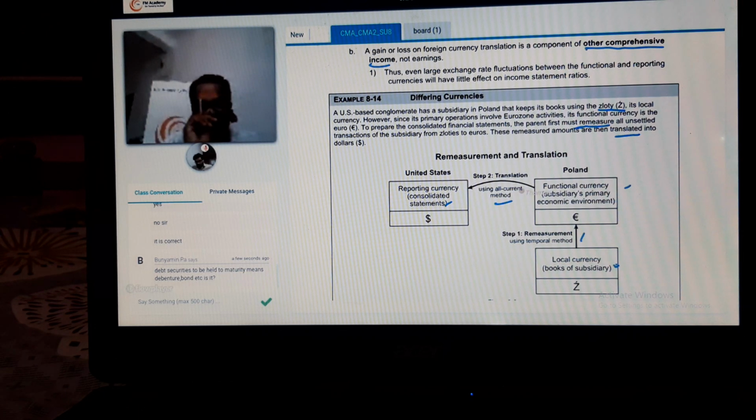Why do they use the word all current? Every balance sheet item is current except shareholder equity. P&L is historic. The shareholder equity is historic. Translation. You are in United States. Read and understand.